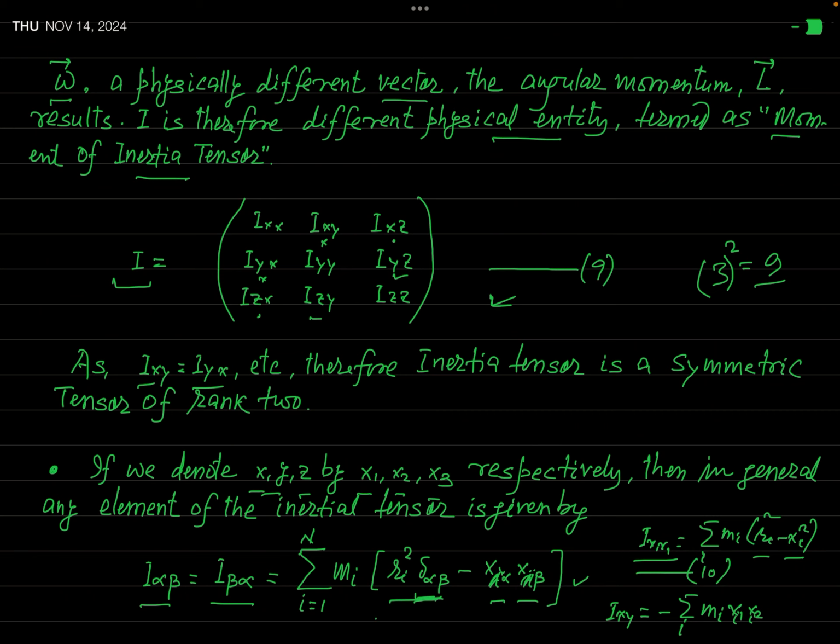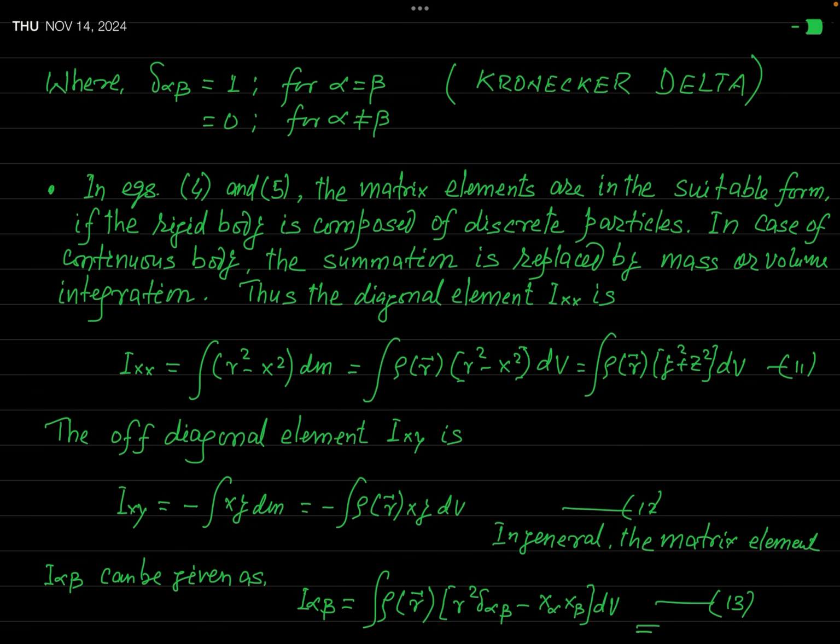So this is a very compact equation, a very important equation to define all the elements of the inertia tensor. Okay? I have written it here. You can see that this Kronecker delta is equal to 1 when alpha is equal to beta, and it is 0 when alpha is not equal to beta.